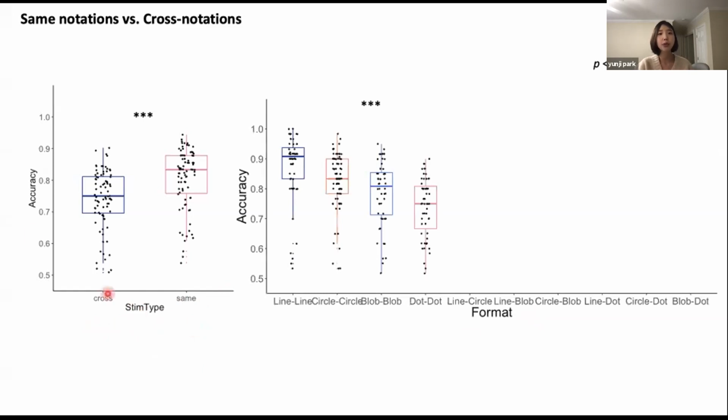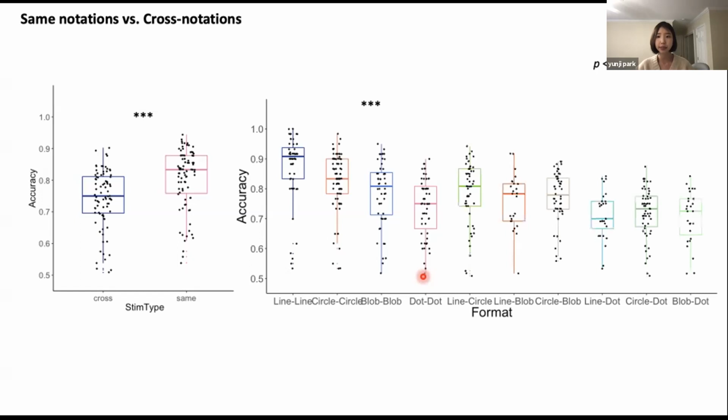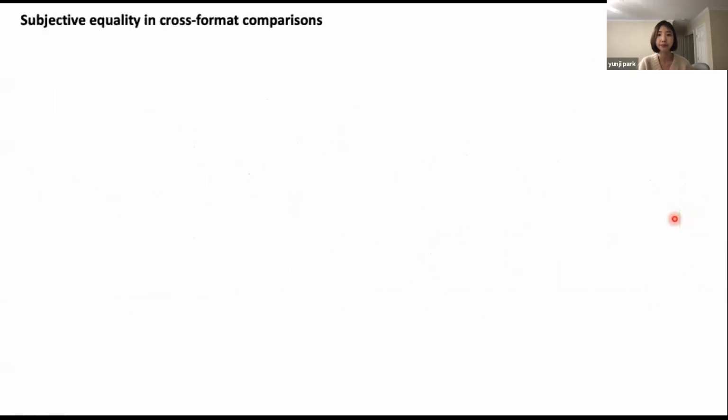We can see the order of line, circle, blob, dots, line comparison, circle comparison, blob, and dot comparison. As the format has more complex visuals, accuracies decreased. And in the cross-format comparison, the accuracy also seems to depend on the types of format that were compared. So usually when a comparison involved dot arrays, it was significantly lower than other formats.